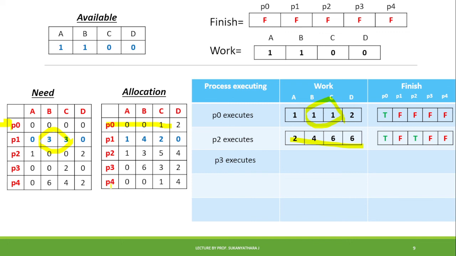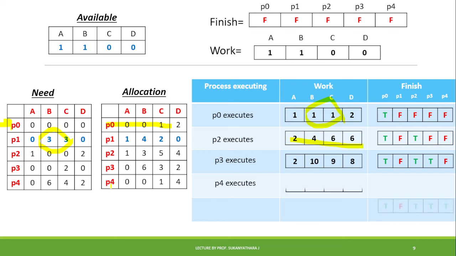When P3 executes and leaves, it updates work with work plus allocation of P3. Now the next process is P4. Can P4 execute? Yes, P4 can execute now. There are enough resources free. So P4 also executes completely and leaves. We will make work equal to work plus allocation of P4, and we will write finish of P4 is equal to true.